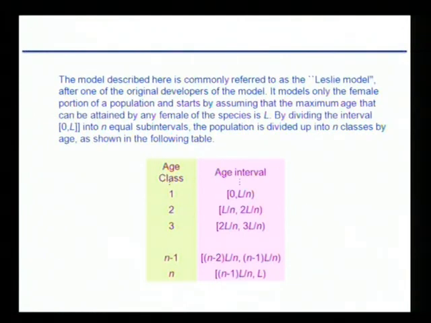It models the female portion of a population and starts by assuming that the maximum age that can be attained by any female of the species is L. For example, we can take the maximum reproductive age as L also. Then we divide the interval 0 to L into n equal subintervals. The population is divided into n classes by age as shown in the following table. Look at the classes. The first age class is from 0 years to L by n years. Second class starts from L by n to 2L by n. So these are equally spaced classes.